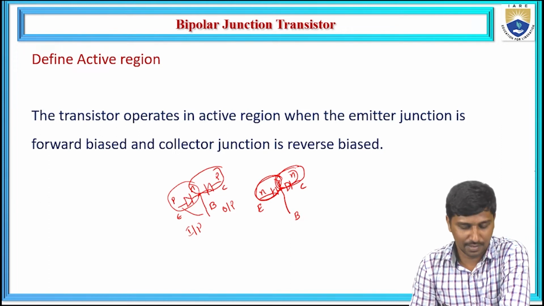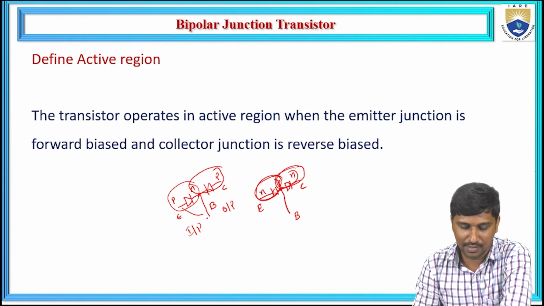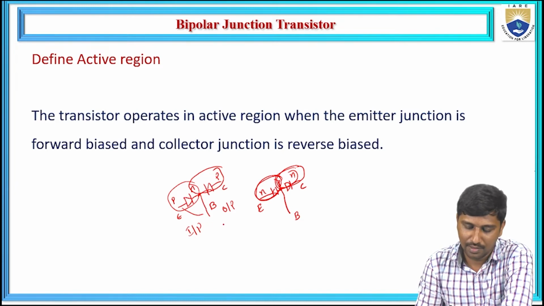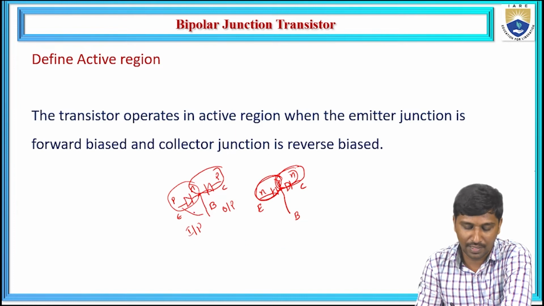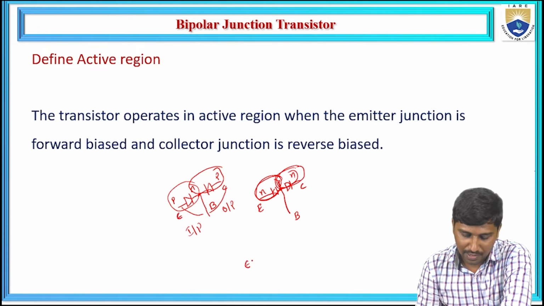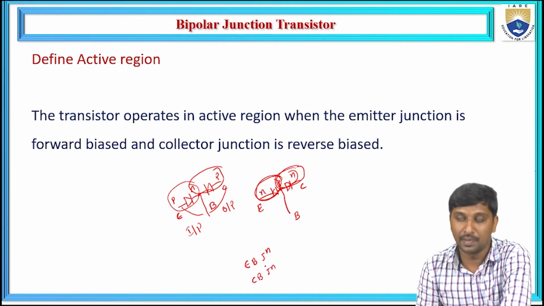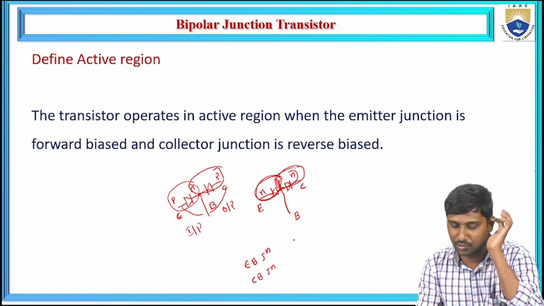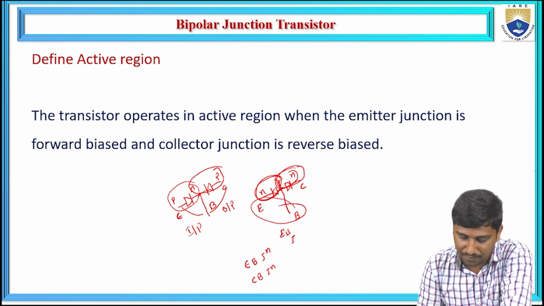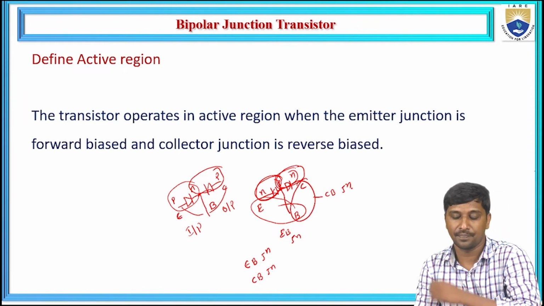In most cases, if it is a common emitter configuration, this is the emitter base junction and this is the collector base junction. So one junction is called the emitter base junction, and another one is the collector base junction, based on the principle. Here also, whatever the transistor, this is the emitter base junction, and if you form this one, it is called the collector base junction.